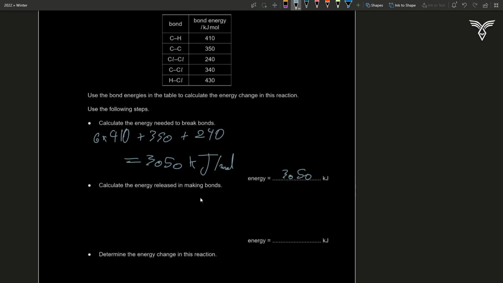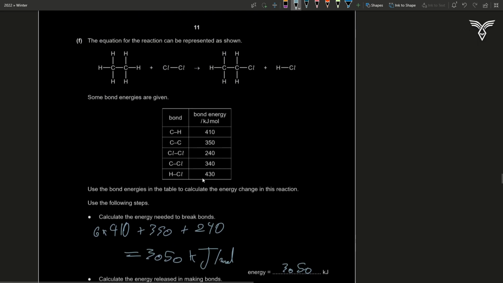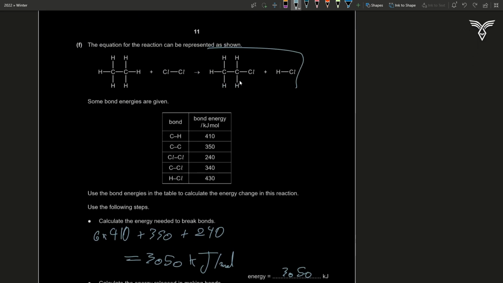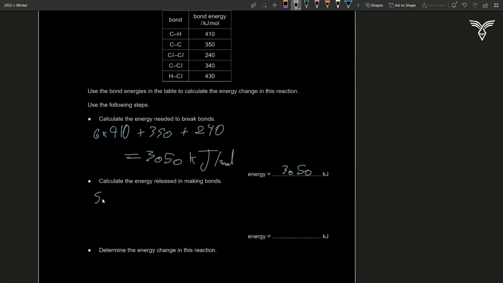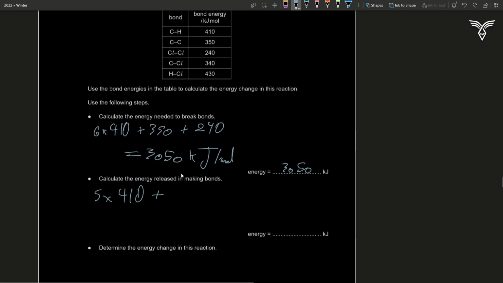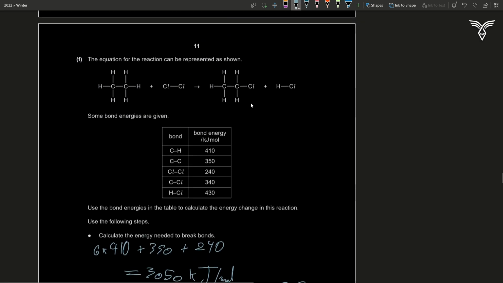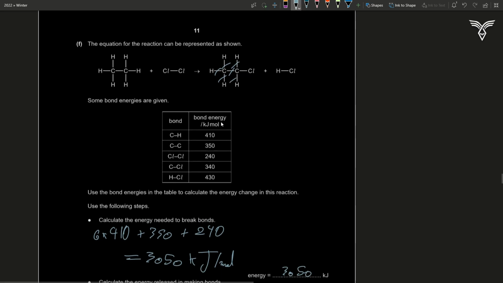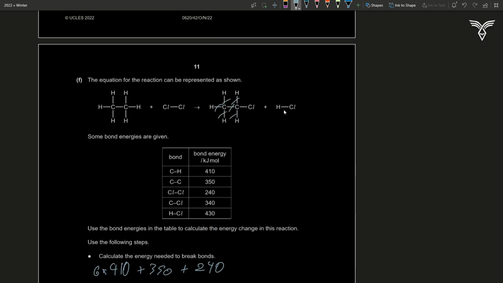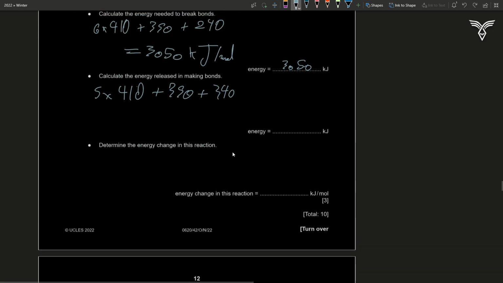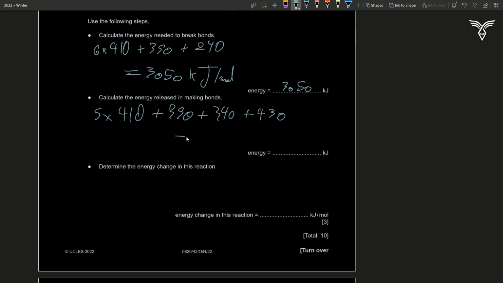طيب calculate the energy released in making bonds. يبقى احنا هنعمل ايه؟ شوف energy released in bond formation اللي هي كل حاجة على ال right side. عندنا ايه؟ 1 2 3 4 5 carbon to hydrogens، يبقى 5 into 4 10 plus عندنا واحدة carbon to carbon اللي هي كام؟ 350 بلس اللي اتبقى ده خلاص. كربون تو كلورين بكام؟ 340، يبقى بلس 340. وعندنا هنا ايه بقى؟ هيدروجين تو كلورين اللي هي 430، يبقى بلس 430. والانسر هيكون 3170 كيلو جولز بير مول، او as here كيلو جولز.